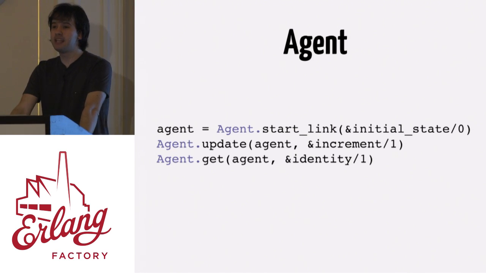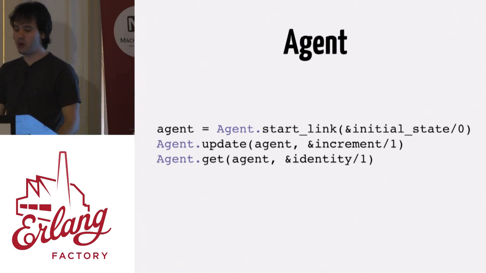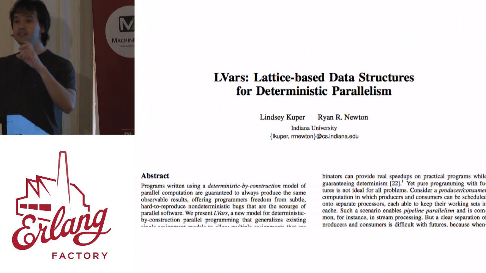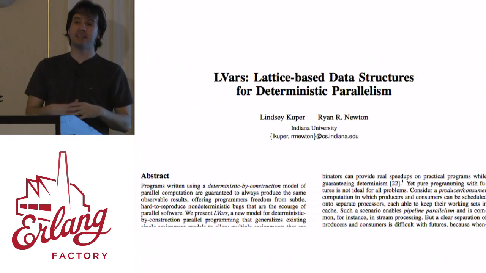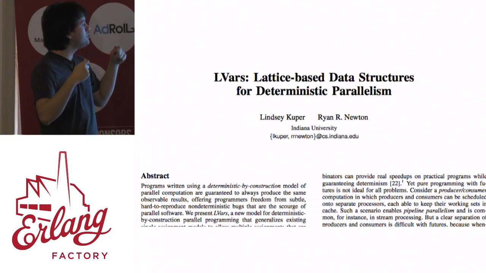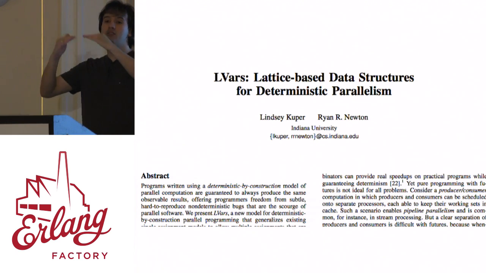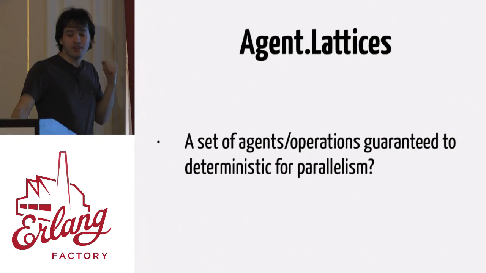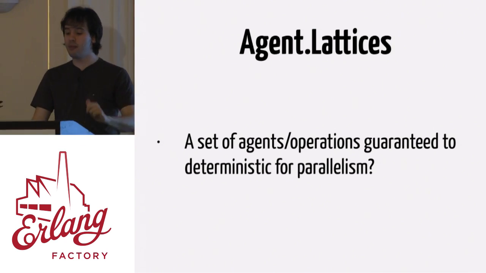So one of the things that we can do is that because agents start teaching developers to think about state as a single entity, we can bring some research, for example, from LVars. So we can have agents which are lattice-based. And basically what this means is that if we have multiple processes trying to change this agent, we are just going to expose an API that guarantees deterministic parallelism. So as you are doing more and more parallel computations, the agent lattices are going to guarantee that you're not going to corrupt the state, and that depending on the order the code is executed, you're not going to have different results. So that's one of the things we're exploring. What if we have a set of agents and operations that are guaranteed to be deterministic for parallelism? And the LVars research talks a lot about that.